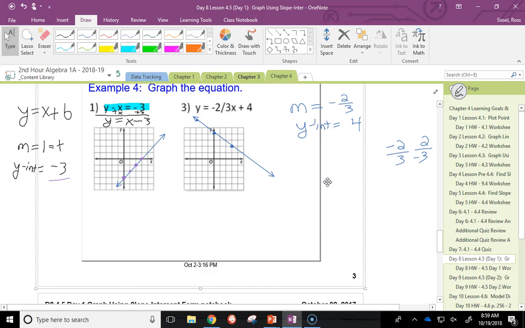We would always see it there. I can continue to do negative 2 over 3. 1, 2, 1, 2, 3. And it would have been on that point. Okay?